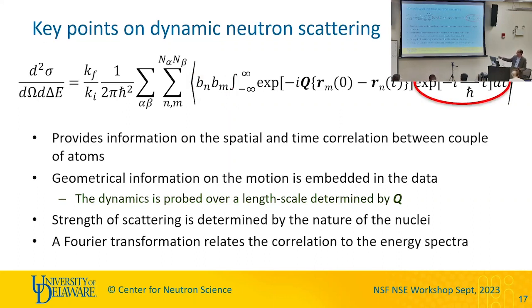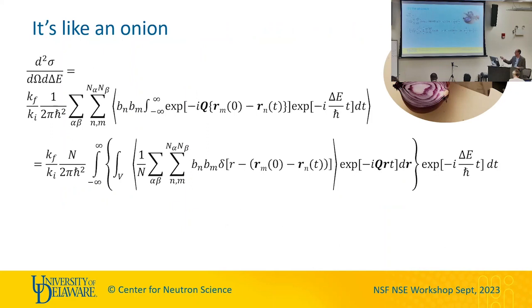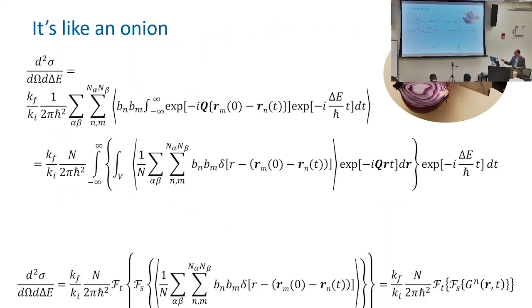Finally, and this is mathematical detail, once again, the connection between the real space, real time sample dynamics to what we measure is a Fourier transform. It's a Fourier transform in time. So actually, these are the mathematical details that I'm going to discuss in the next few slides.